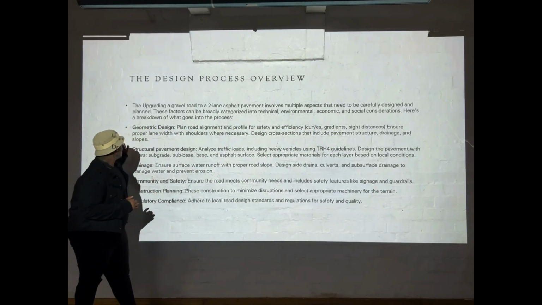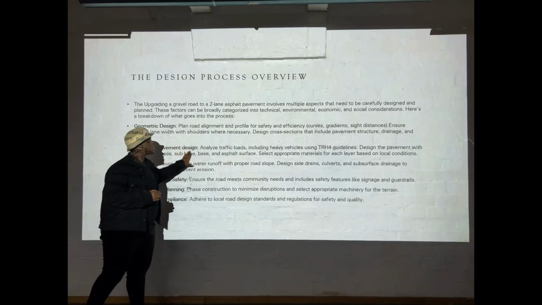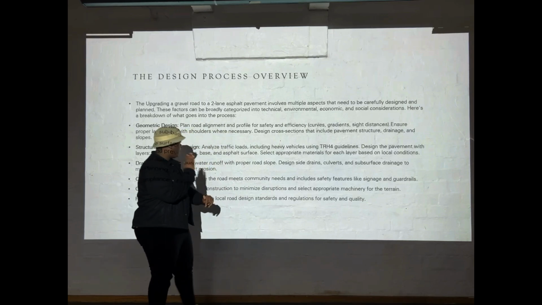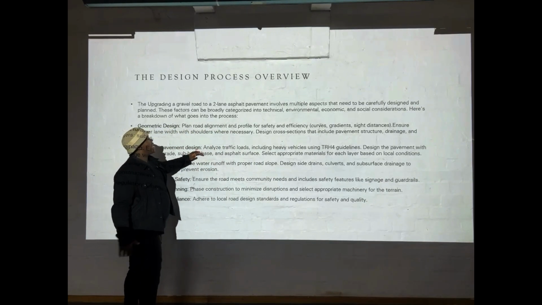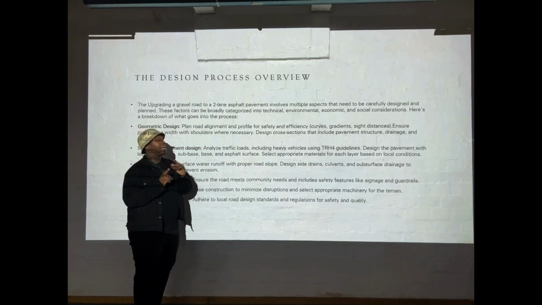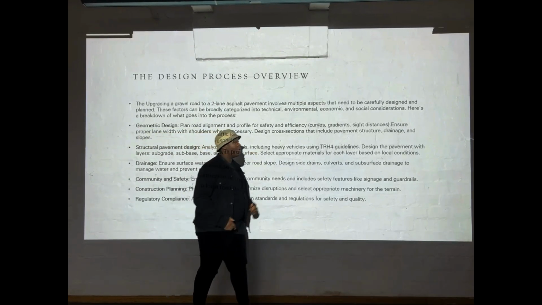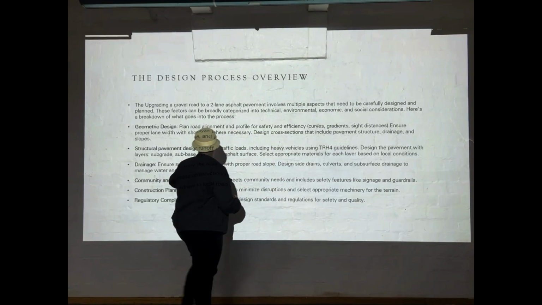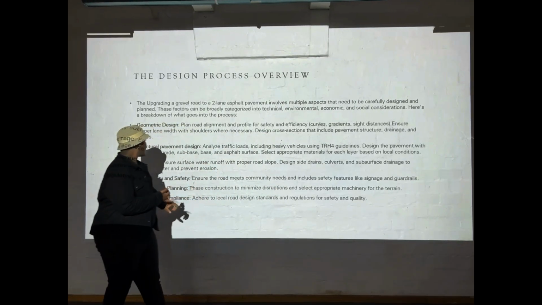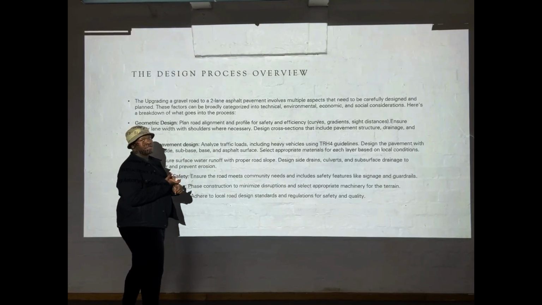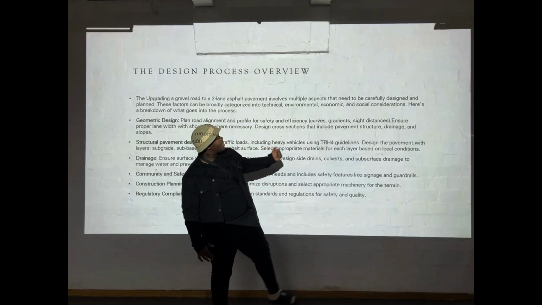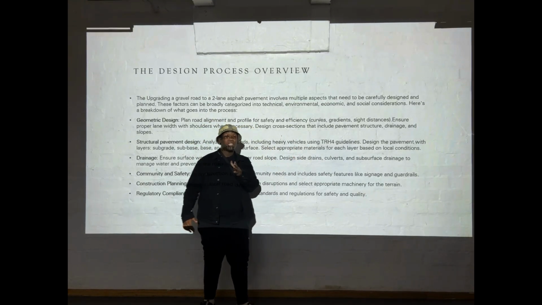Secondly, we have the structural pavement design, also known as the TRH4. Here, we analyze the traffic loads, including heavy vehicles, using the TRH4 guidelines. We design the pavement with layers such as the subgrade, the subbase, the base, and the asphalt surface. We select the appropriate materials for each layer based on local conditions.